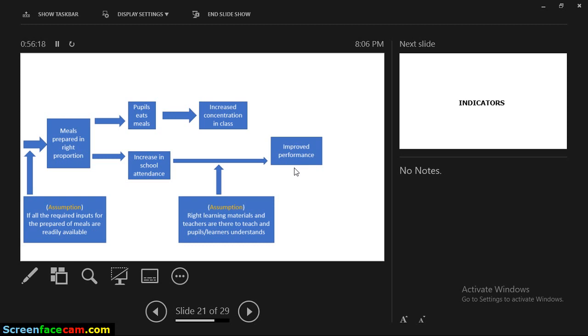So this is how the theory of change is supposed to be developed. Yes, sir? This one? News prepared. News prepared in right proportion increases school attendance. Because she wants to help me to justify it.